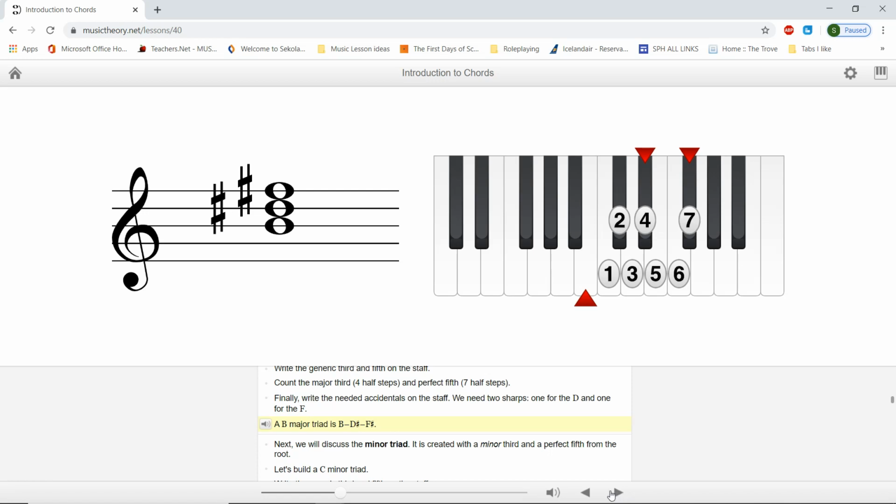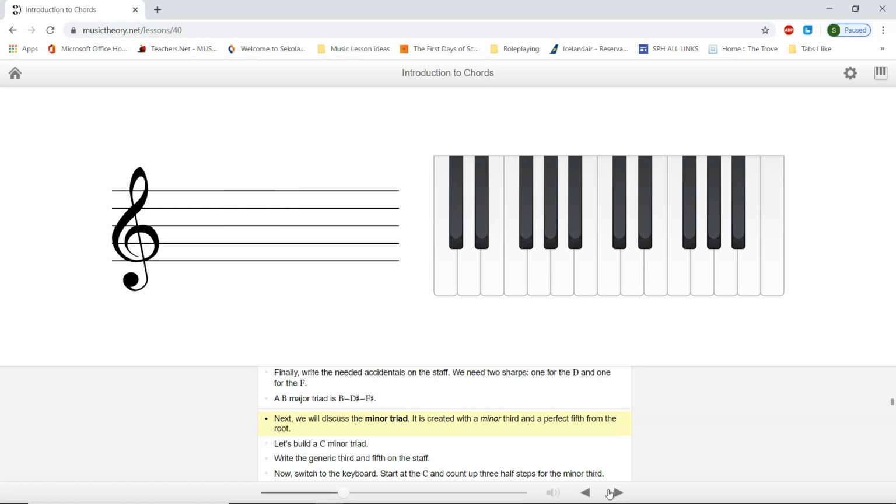Okay, now we're going to quickly talk about minor chords, and then we're going to talk about augmented and diminished chords. We're not going to spend a lot of time on augmented and diminished. We're going to spend more time on these 2 ideas first. But let's talk about the minor triad.